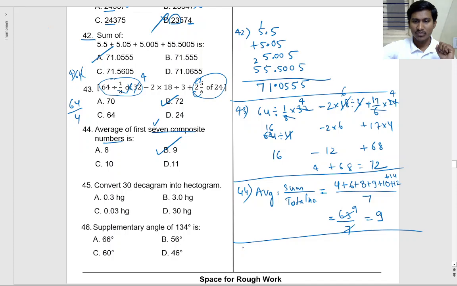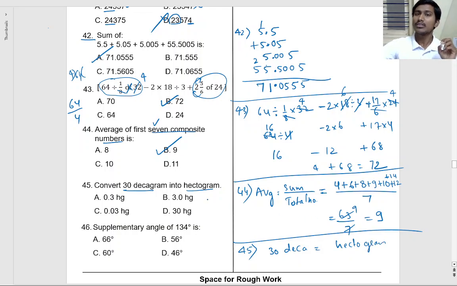Then 45. So what is question 45? Convert 30 decagram to hectogram. So 30 decagram to hectogram, okay, so we have to convert to hectogram. From deca to hecto, we know the table: kilo, hecto, then deca, right? So this is the bigger one and this is the smaller one. So when you go from decagram to hectogram, this is going from smaller to higher number, smaller to bigger unit.